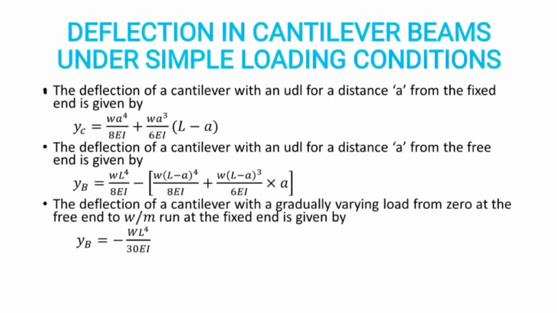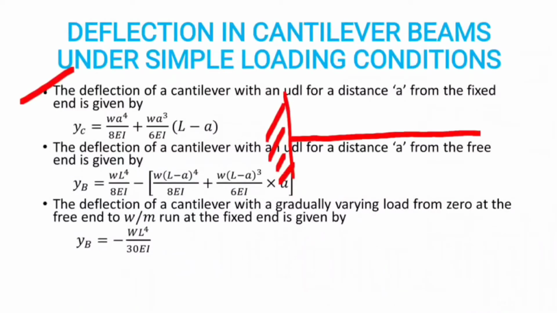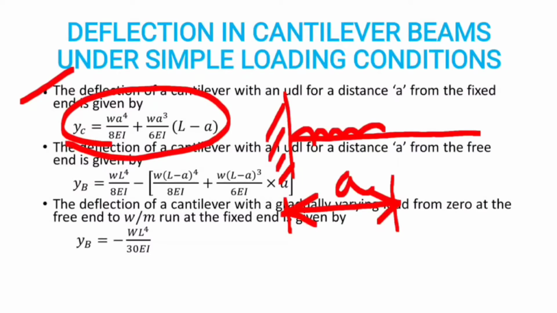Next we move to the fourth case. This is the cantilever beam. The UDL is acting A distance from the fixed end. This is A. Then the deflection formula will be Yc = WA^4/8EI + WA^3/6EI (L - A).